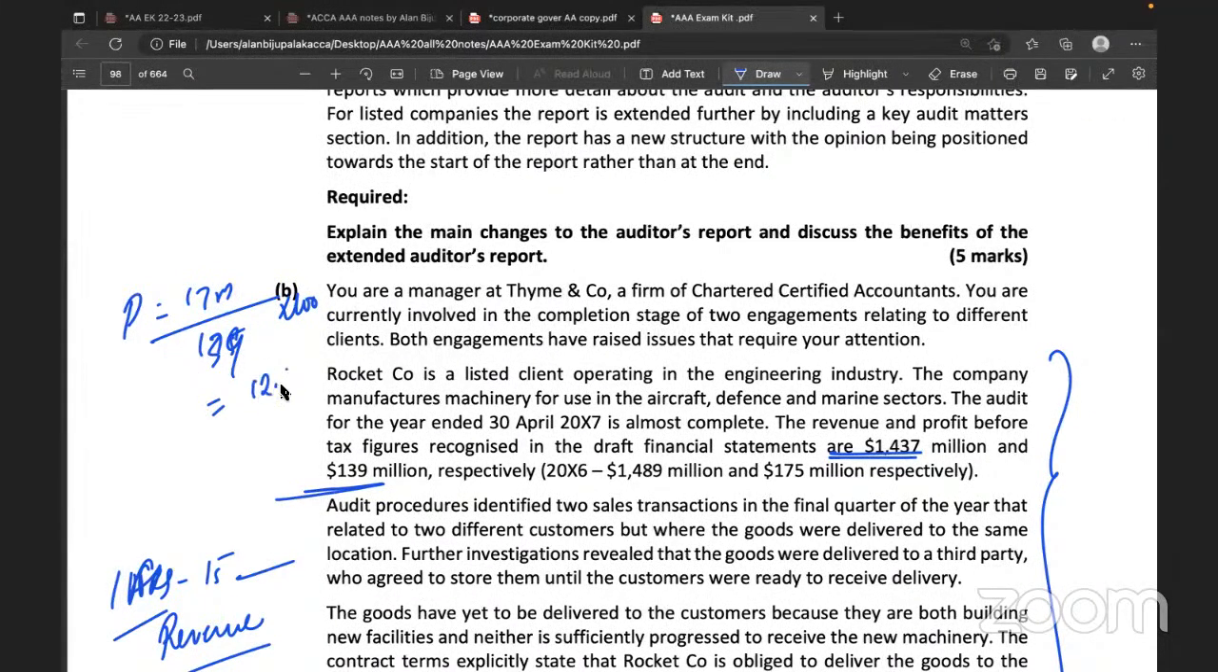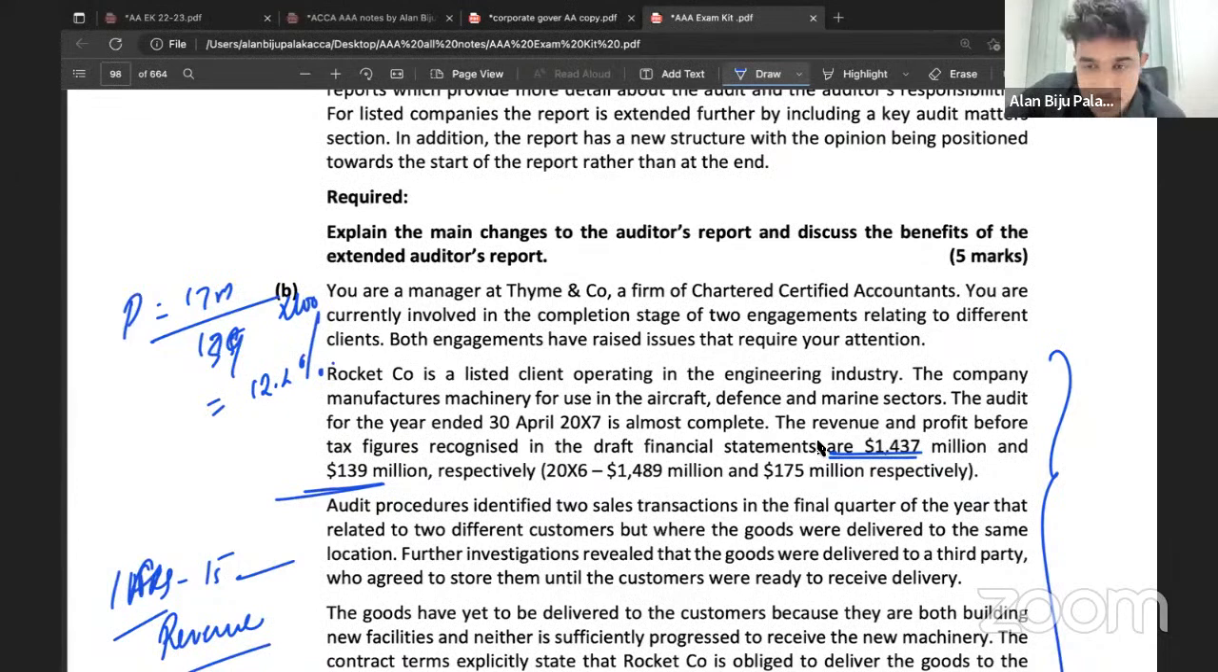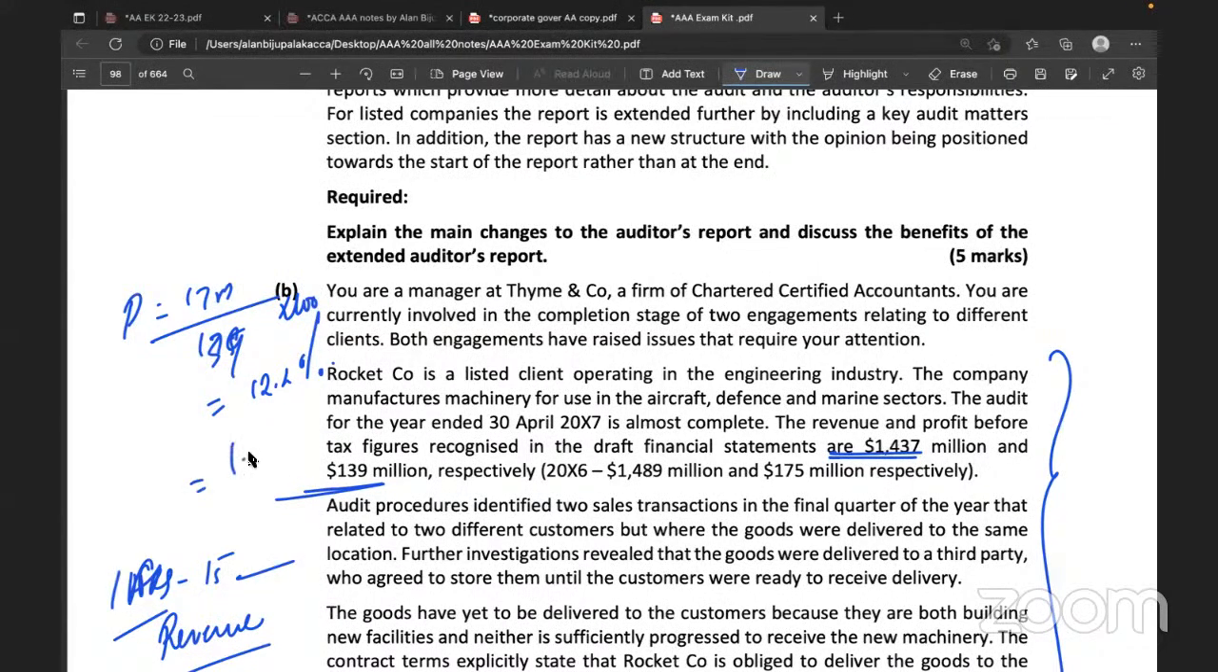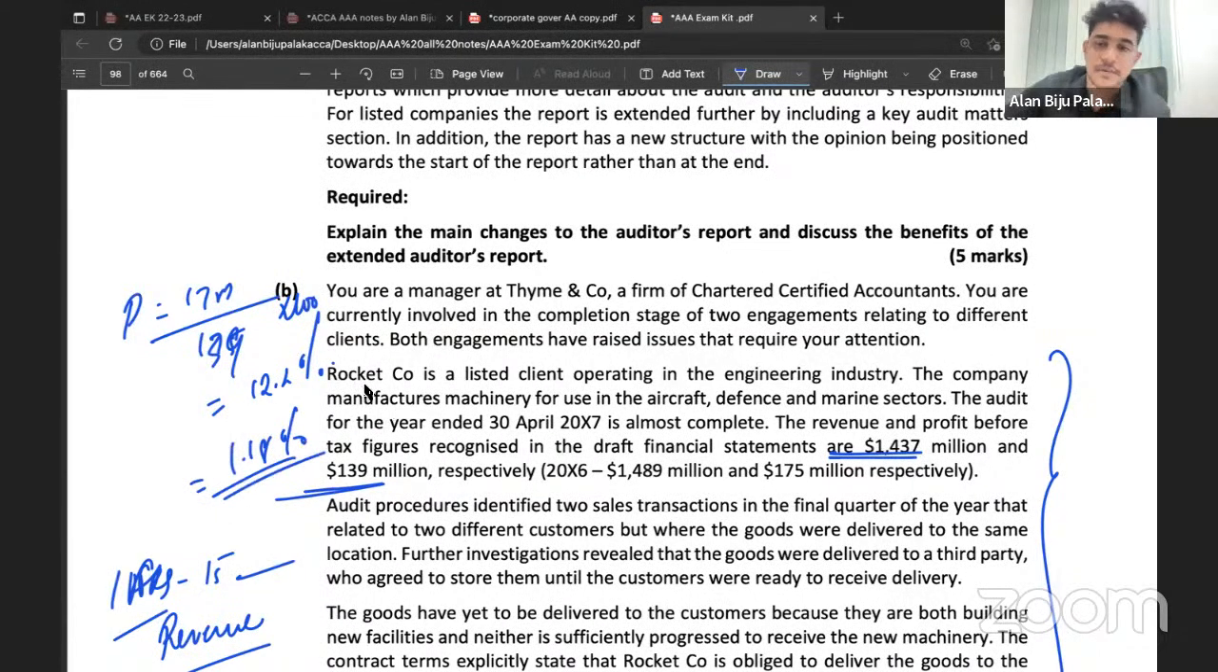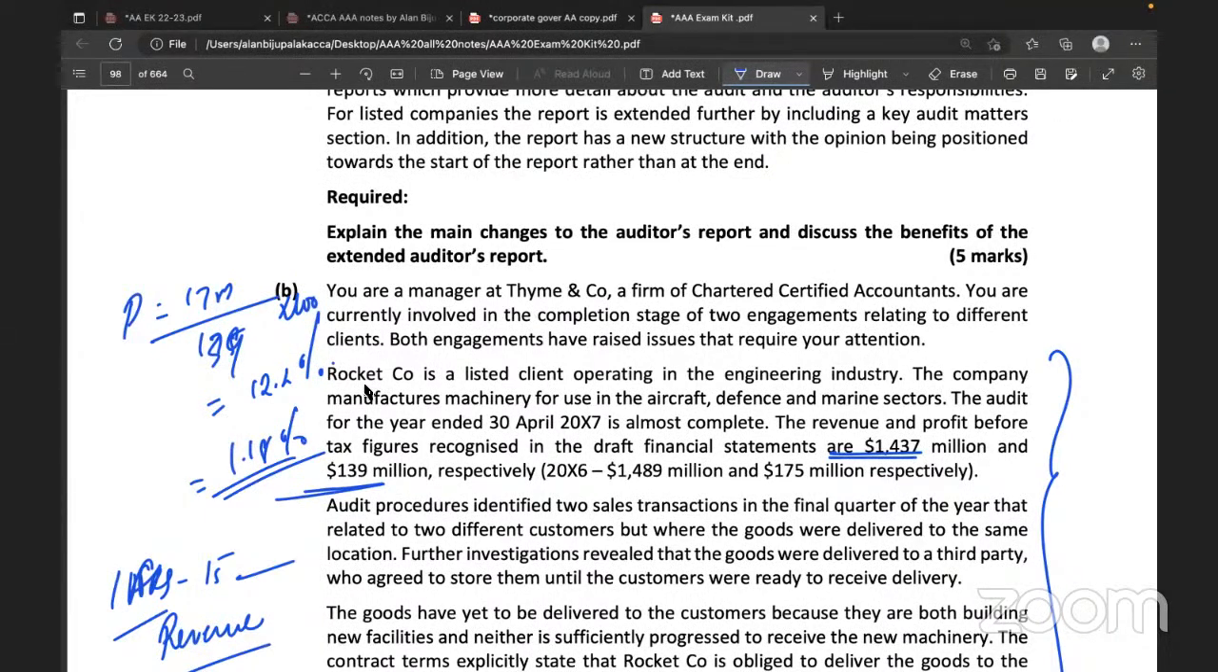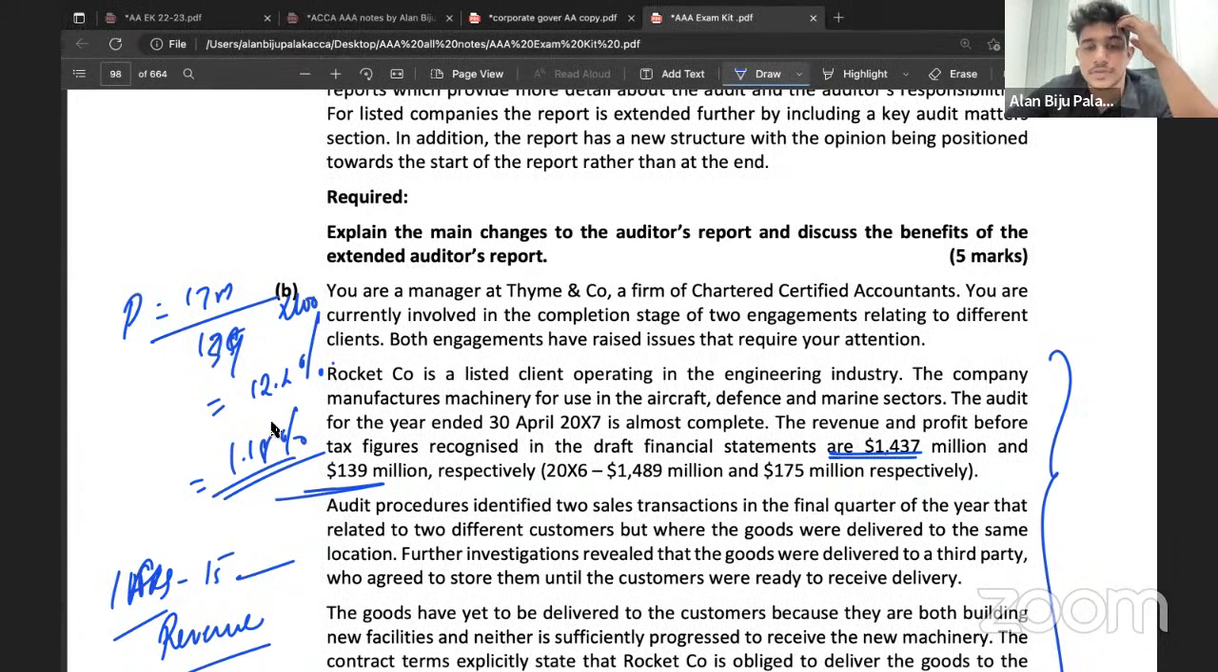12.2%. And what about the company's revenue? On the base of revenue, how much does it constitute? 1.18%. So is it material? Yes, because it is more than 5% of the profit and 0.5% of the revenue. Therefore, it has to be treated as material.